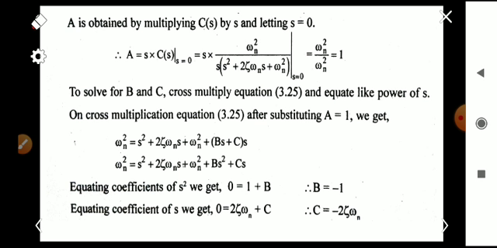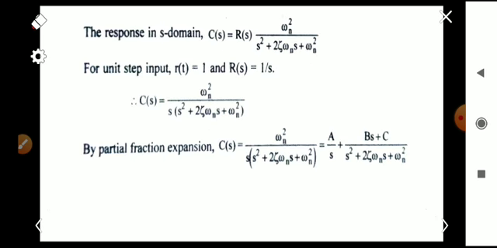And b and c are found by using the cross multiplication technique. That is, we just cross multiply these two terms, and it is equal to omega n square on the left hand side.